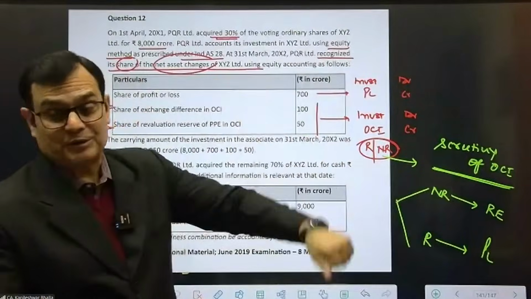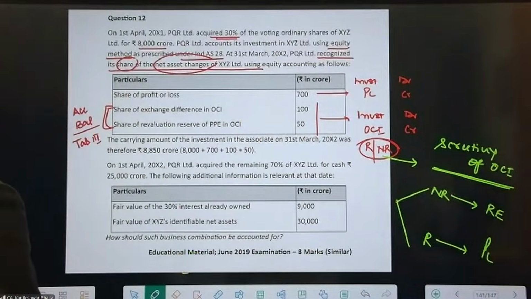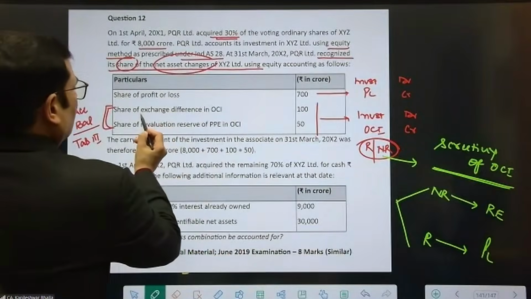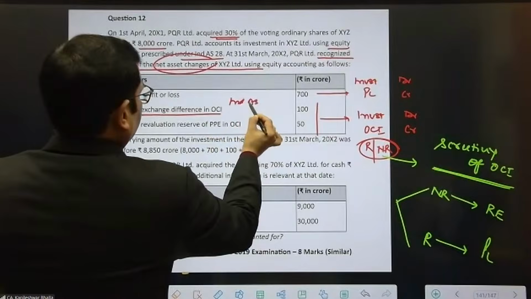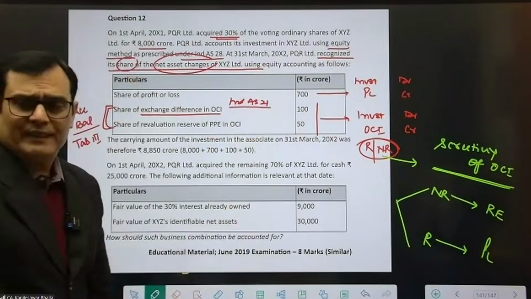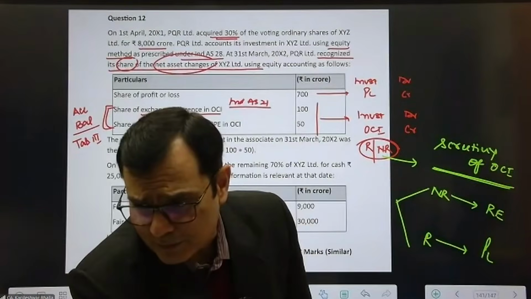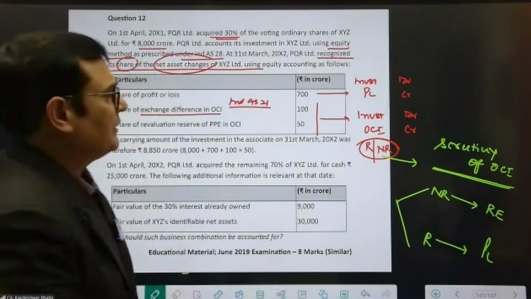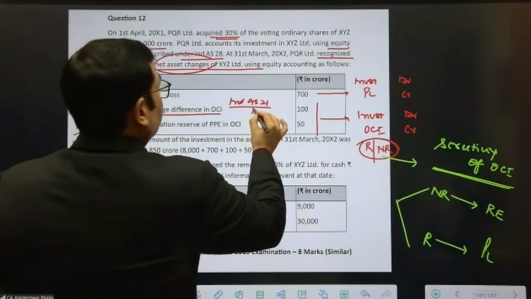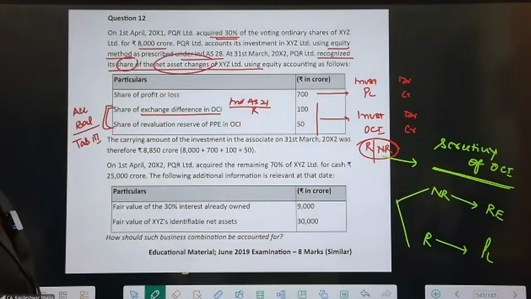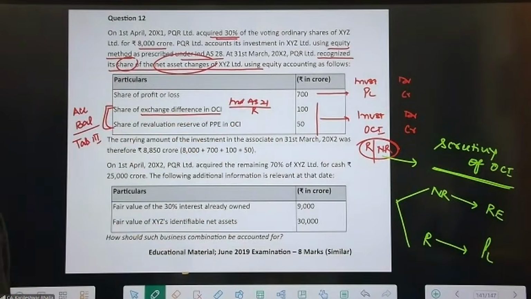Now let's come back to the question. Let me now also ask you, if there is a share of exchange difference in OCI, I guess it arises on account of Ind AS 21. And if it arises on account of Ind AS 21, would you like to tell me where will you take this amount? Is it a case of R or is it a case of NR? This is a case of recycling, a case of reclassification. So that will be taken in terms of P&L.